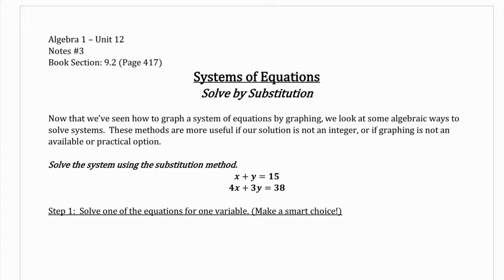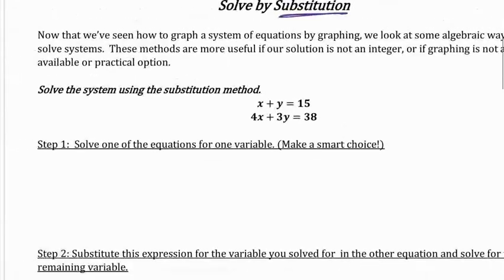Okay, so first method, substitution. It's called what it means. We're going to substitute one equation into the other to figure out what one variable equals. So we're going to take this system that we've got here. So we've got x plus y equals 15 and 4x plus 3y equals 38. Those are our 2 equations. We don't want to graph them this time. Instead, we're going to solve it algebraically. So we're going to walk through the steps and then we'll try a few others.